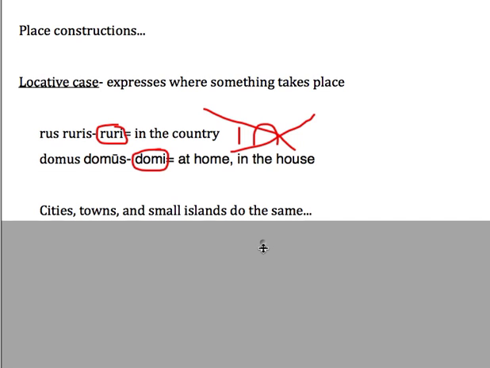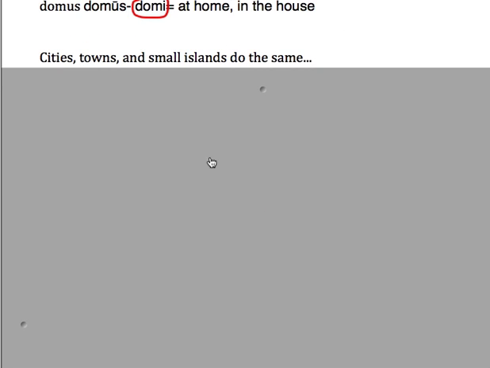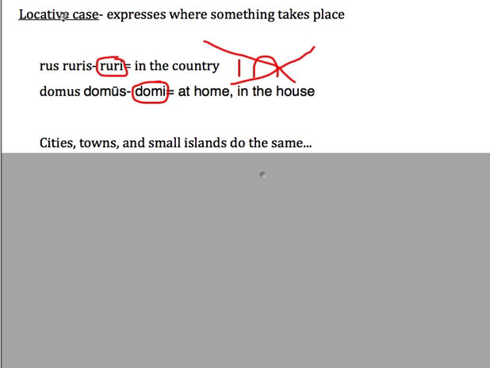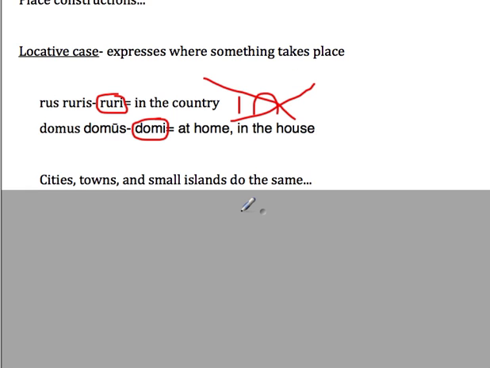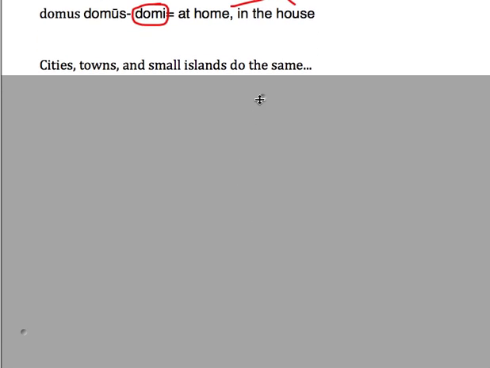Now, this is pure madness, what's coming your way now. When the Romans were talking about cities, towns, or small islands, and you might be wondering what makes an island small, I don't know, but when they talked about cities, towns, and islands that seemed to be smaller than other larger islands, they used a locative case. In terms of how to form it, it's kind of funky.